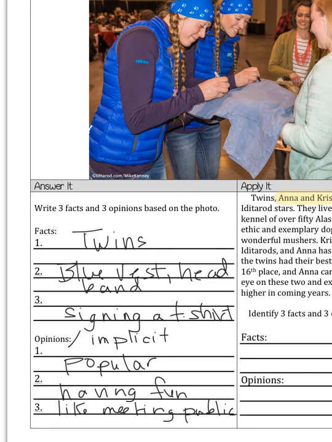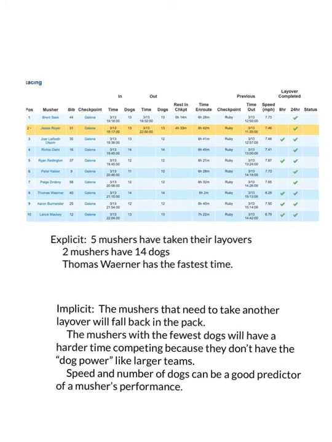So on this page, I've added that explicit information just real quickly. They're twins. They're both wearing blue vests and headbands. They're signing a t-shirt. That's the explicit facts. The opinions or implicit meaning is they seem to be popular because they're signing a t-shirt for an autograph. They really look like they're having fun. The one twin is smiling. And I can infer that they like meeting the public, otherwise they wouldn't be there.